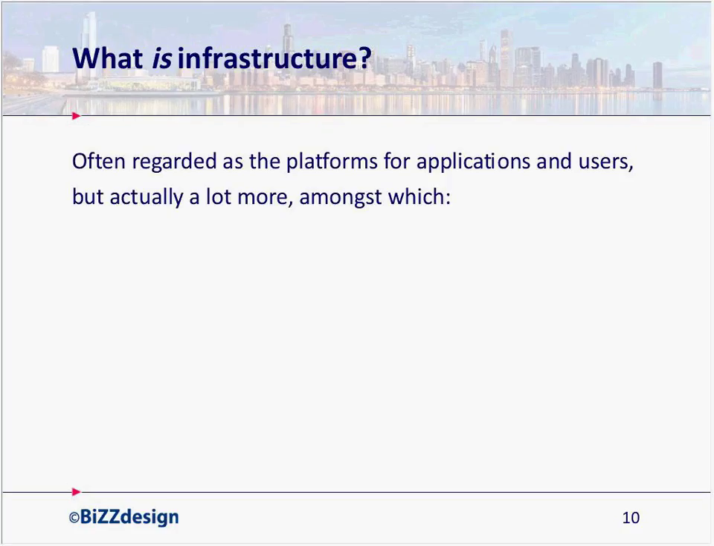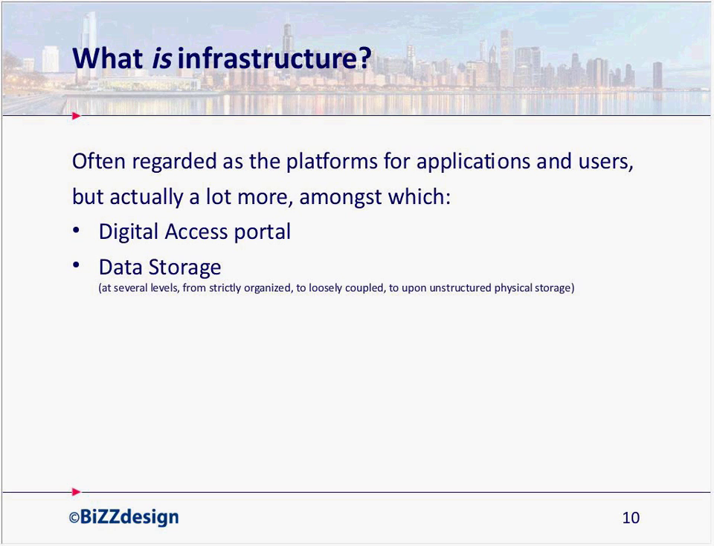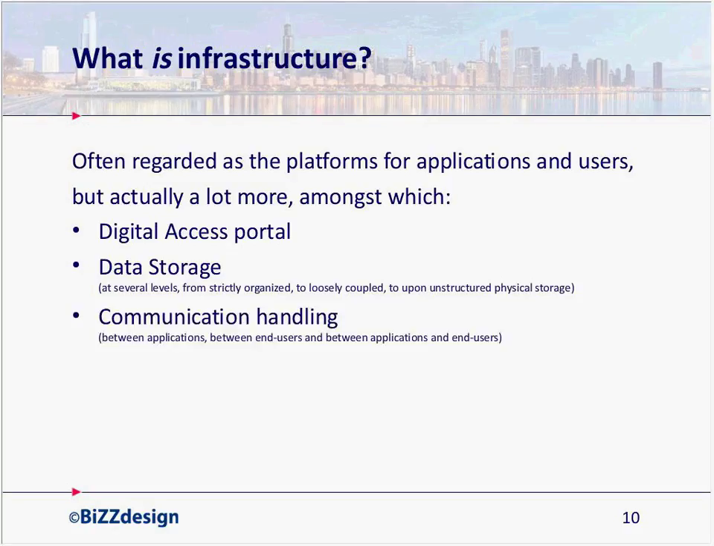Because if you see the content meta model of TOGAF, you see that infrastructure is limited to the platform that is used by applications. But for example, infrastructure delivers digital access portals. It provides all kinds of means of data storage, from databases to loosely coupled file systems to really unstructured physical storage, and all kinds of replication between those things.